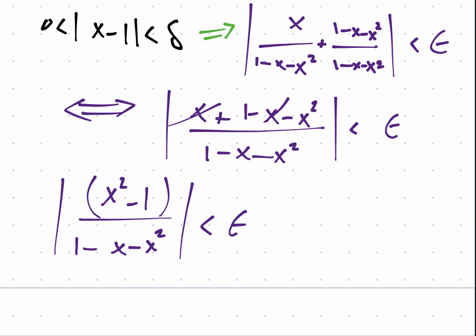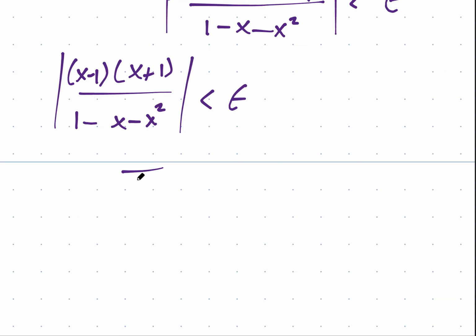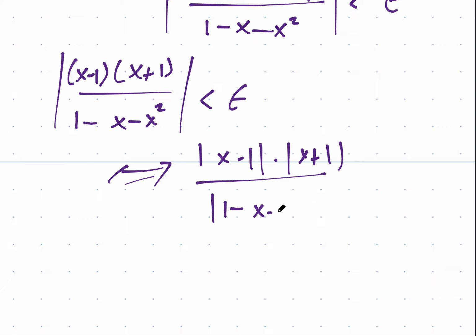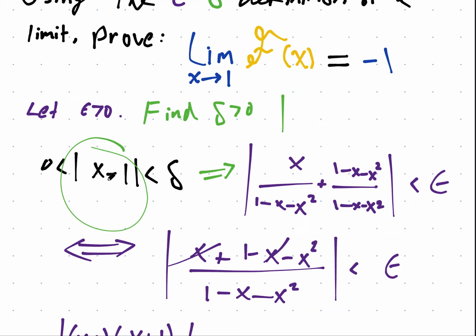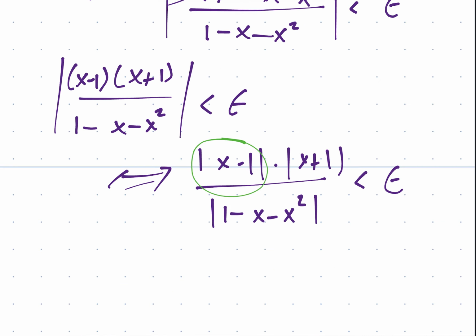So x squared minus 1, as you can see, is also a difference of squares. So you can factor this further into x minus 1 and x plus 1. And now we can split these bars into each individual component. So we get the absolute value of x minus 1 times x plus 1 over 1 minus x squared is less than epsilon. Okay, now the good news here is that we found our x minus 1 inside, but the bad news is that we still have these big expressions.